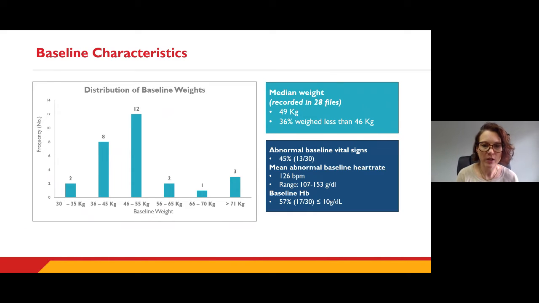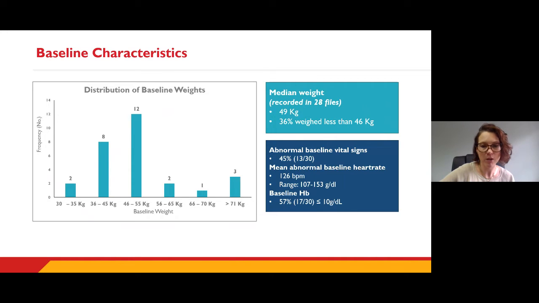So looking a bit more into some baseline characteristics, as we said, malnutrition came out quite strongly. If we break that down into weight bands, we can see that a lot of people were underweight. The median weight for the whole cohort was 49 kg, and over a third of people, 36%, weighed less than 46 kg. Other things we picked up from the baseline characteristics were that 45% of people had some kind of baseline abnormal vital sign. Usually that was an abnormal heart rate. The mean heart rate at baseline was 126, with a range of 107 to 153.